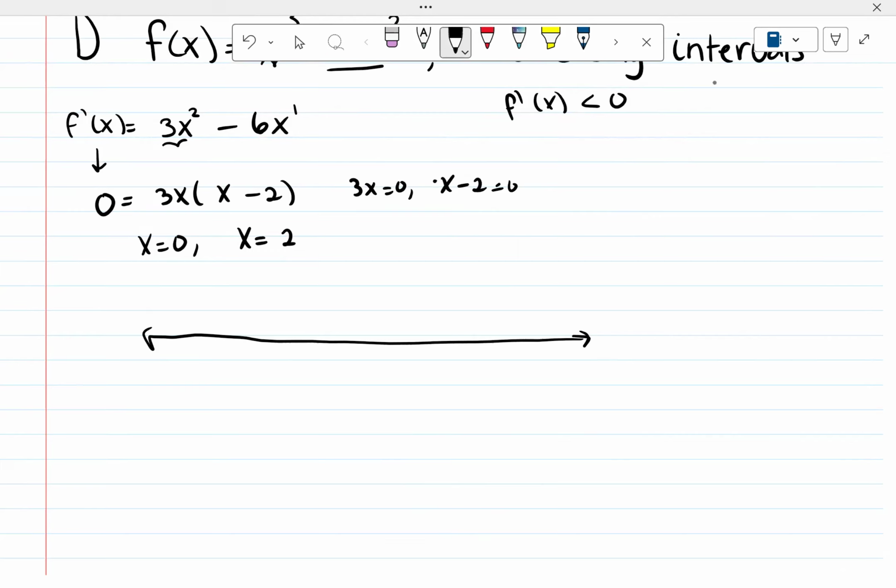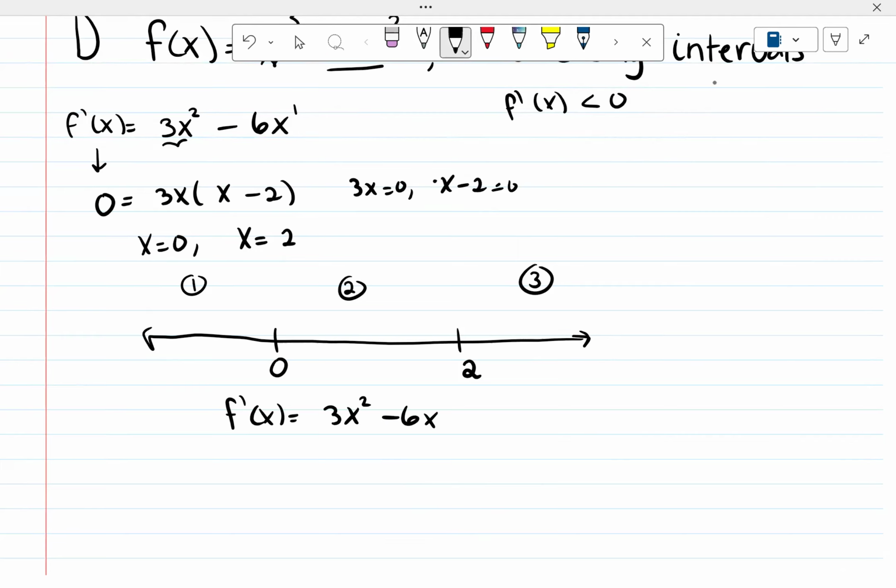So smaller number to the left: our smaller critical value is 0, and our larger critical value is positive 2. And we have to test three regions. Region 1 is values less than 0. Region 2 is between 0 and 2. And region 3 is greater than 2. So what we're going to do is plug it back into f prime, not f, just f prime. So f prime is 3x squared minus 6x.